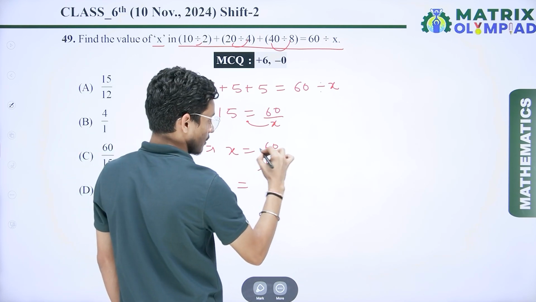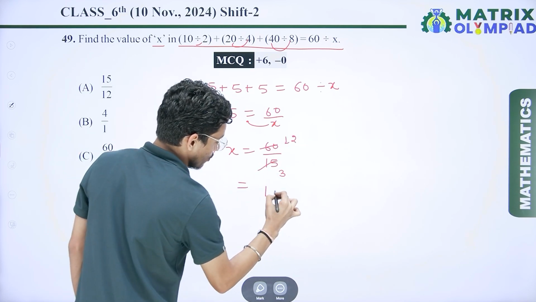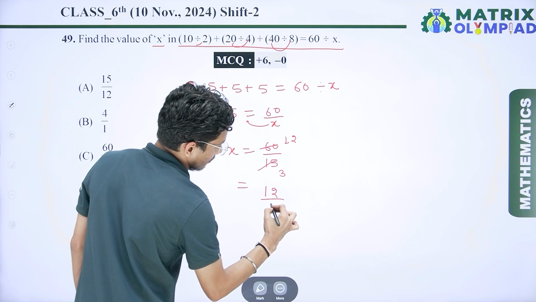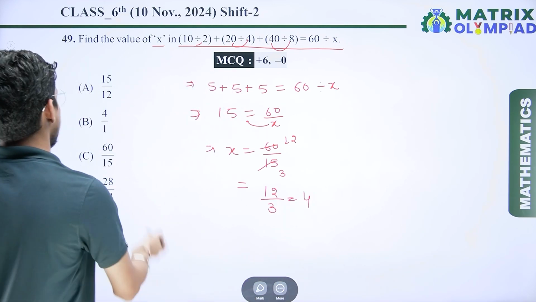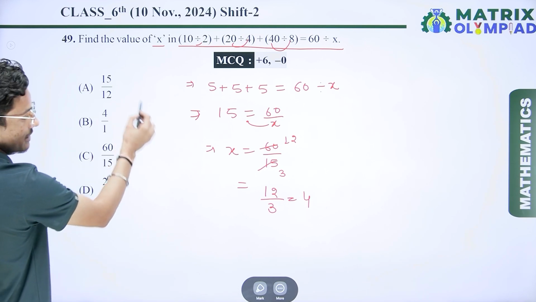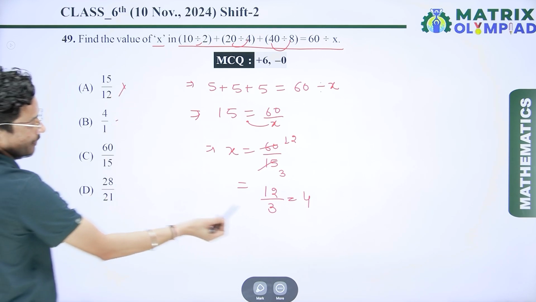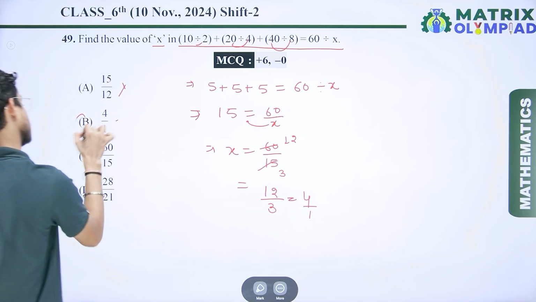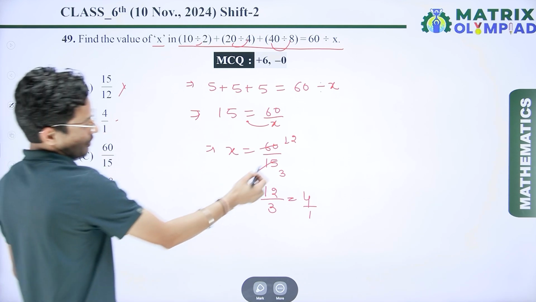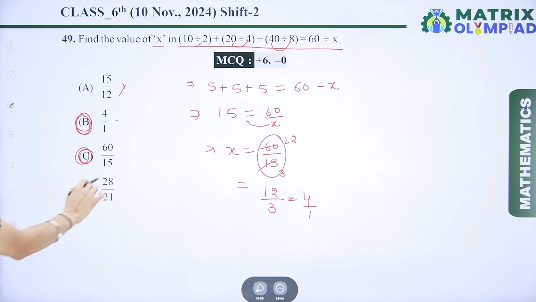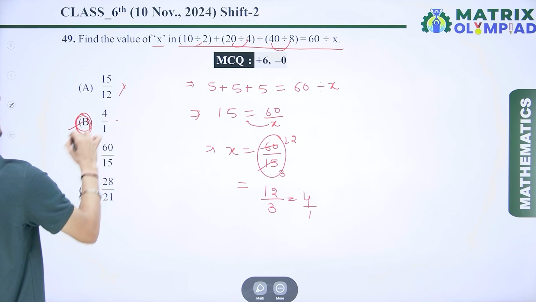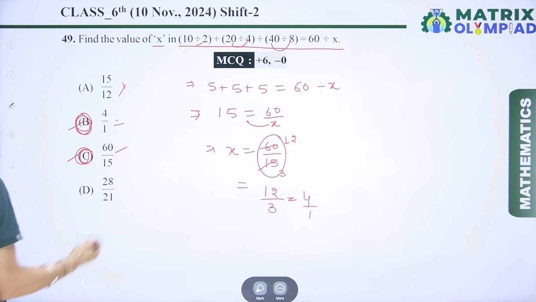If I cut here, 5 3s are 15 and 5 1s are 5, 5 2s are 20, that is 12 upon 3. 12 upon 3, that is 4. So here we have multiple answers: 15 upon 12, this is not possible. 4 upon 1, that is 4. So here this one is correct. 60 upon 15, yes, this is also correct. 28 upon 21, not possible. So here I can say that for this question we have two options, B and C, both are the correct answer of this question.